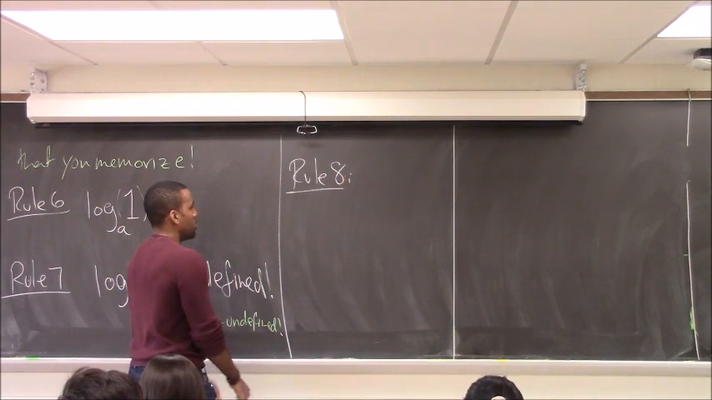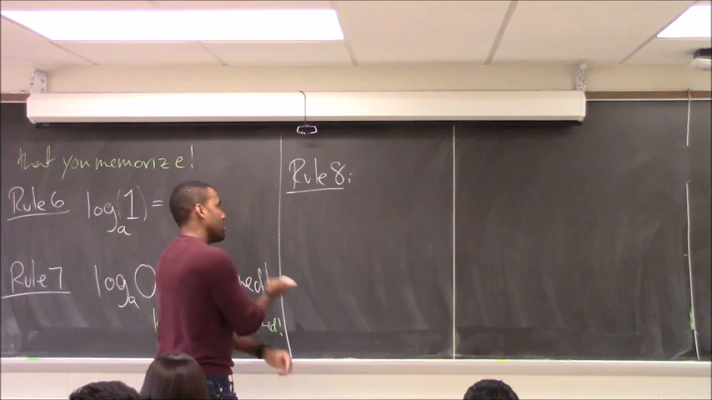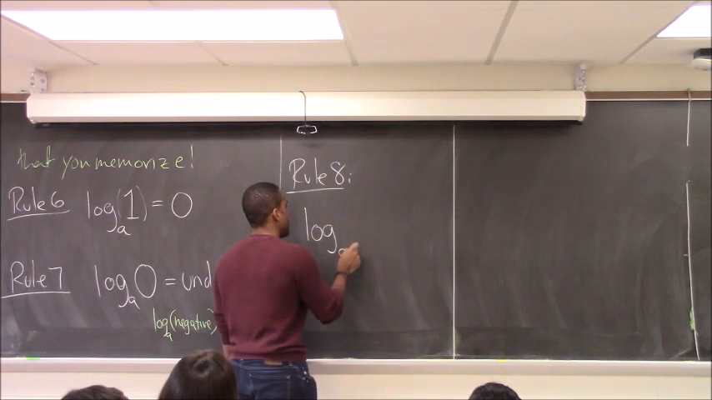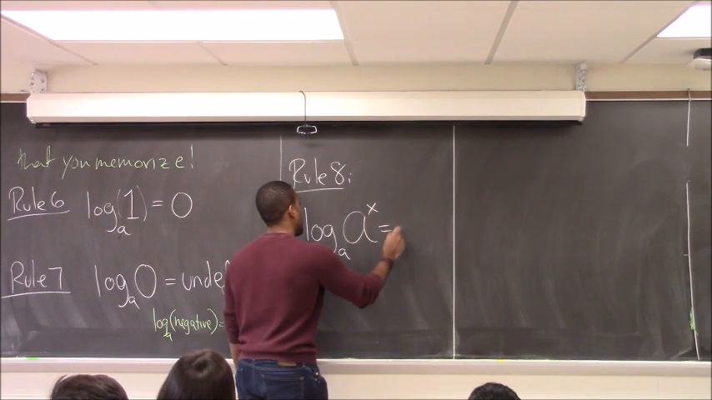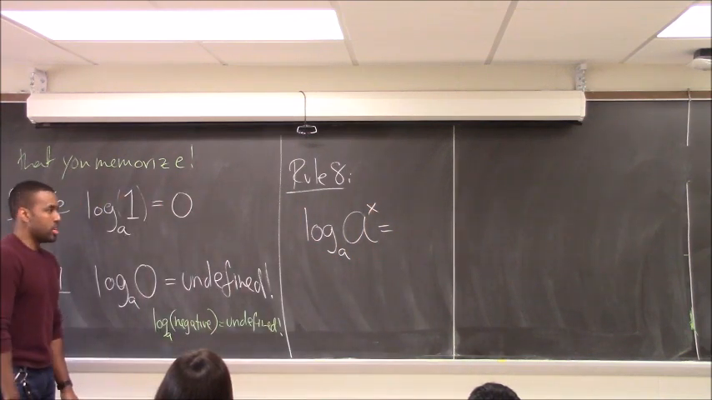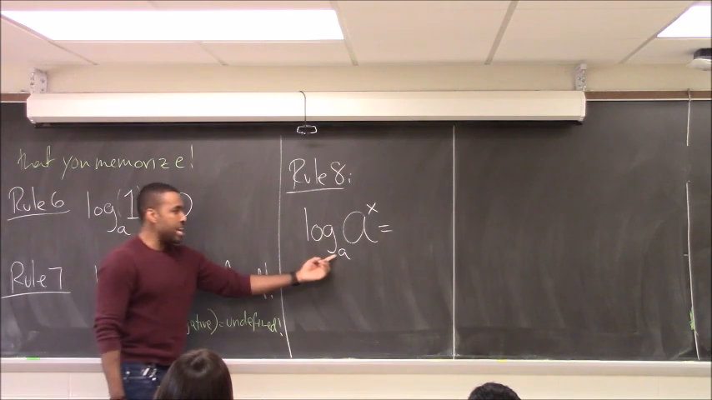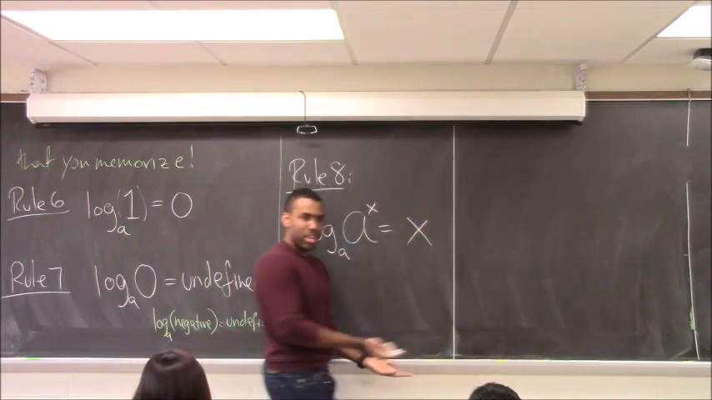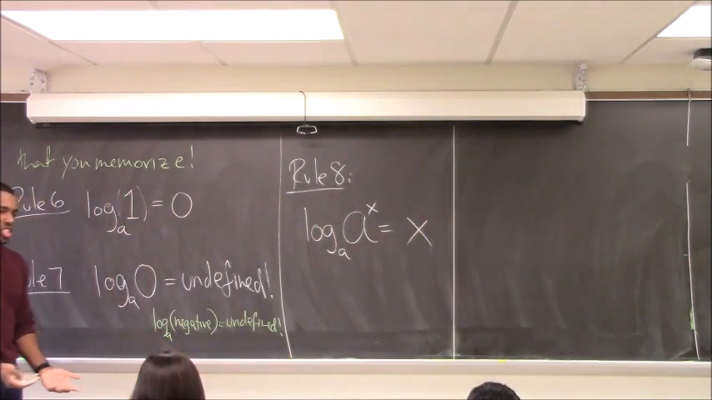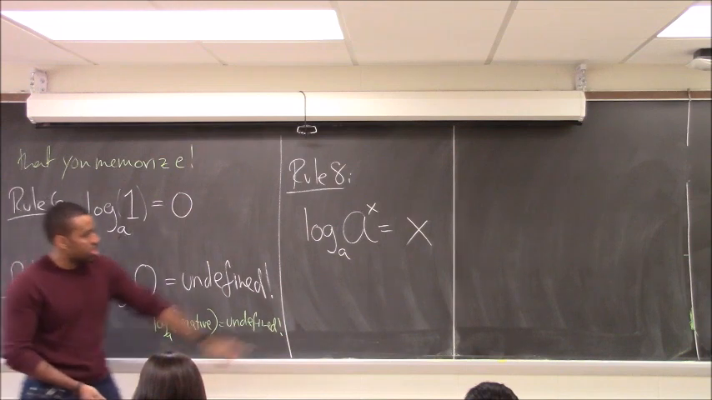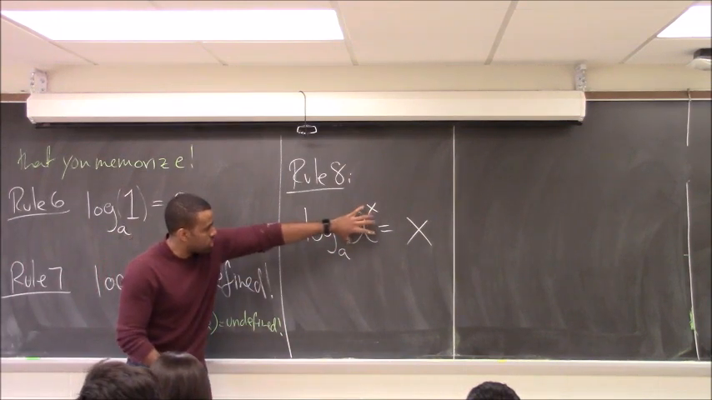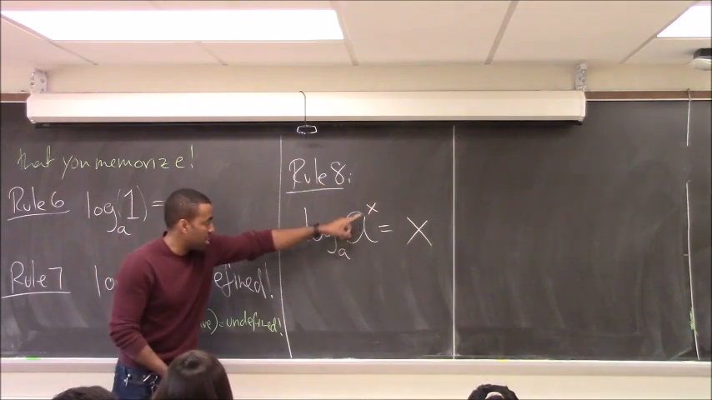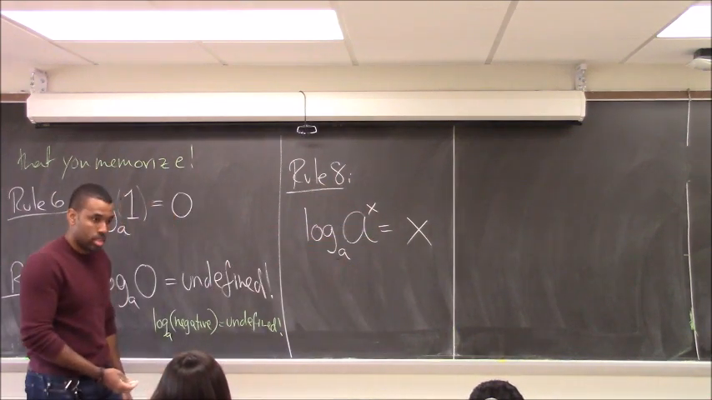Here's one that's useful. It's also painfully obvious. Hopefully, if you're thinking of the definition, log to the base a of a to the x. So the question is, what power do I have to raise a to in order to get a to the x? x, right? Totally obvious when you think of the definition. Something you should just know automatically though. If you plug in an exponential that has the same base as the logarithm, the log and the exponential kind of cancel each other out, and you just get the power. You just get x.